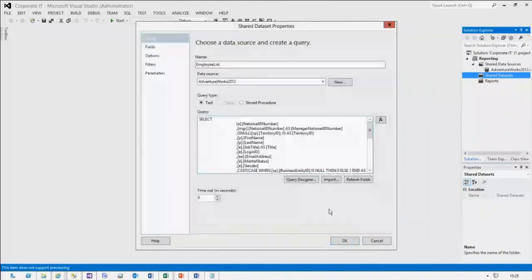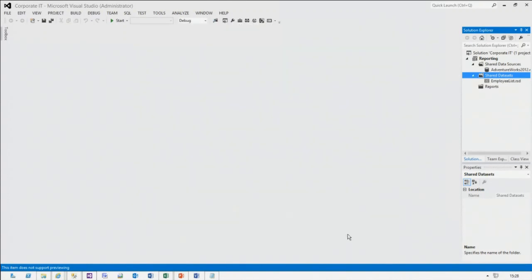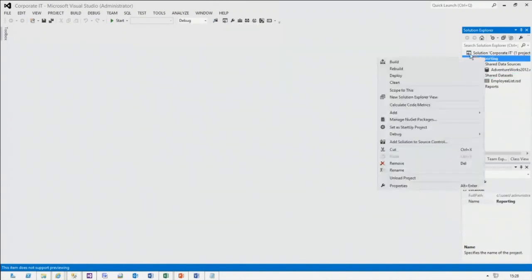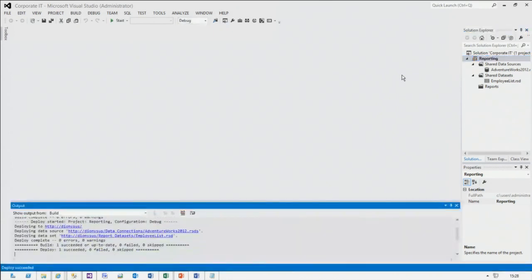There's the result, tests well, and there is the collection of fields that would be available through this data set. So my next step would then be to go ahead and deploy the entire project. The properties for this project have been configured to deploy to my SharePoint environment, and you can see here that a data source and a data set have been deployed.